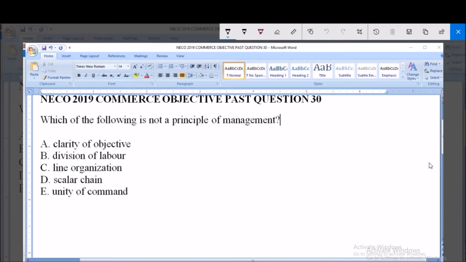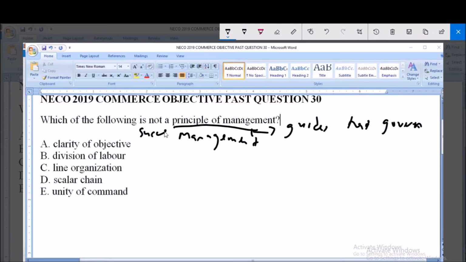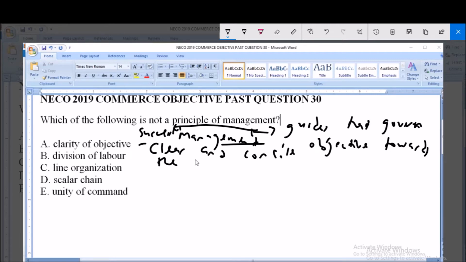So the concept we are looking at here is the principle of management. The principles of management refer to a set of guides that govern successful management in general. Now, let's take a look at each of the options to see which one can be said to be a principle of management. Clarity of objective refers to clear and concise objectives or aims towards the business.